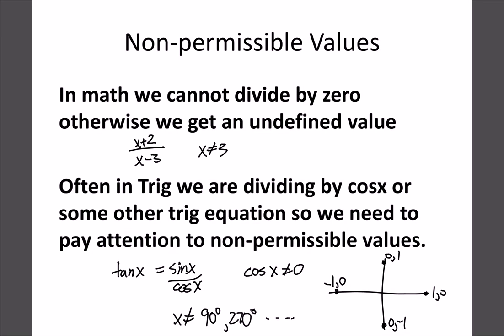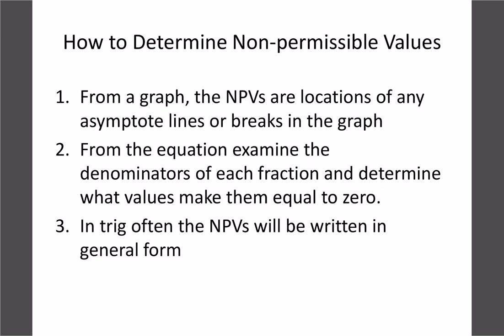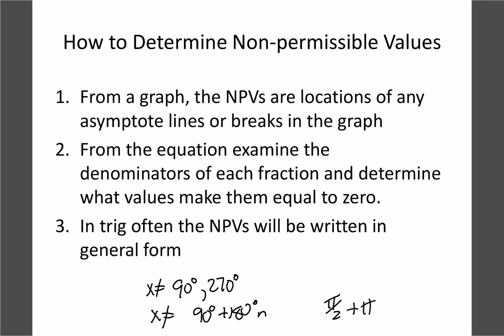It works the same way, but usually we're dealing with a sine or cosine or something a little bit different instead of just a regular value. From a graph, we would look for any asymptote lines or breaks in the graph where it doesn't exist, but quite often we'll use just the equation and some algebra to figure out where the denominator would equal 0. Because trig graphs repeat often, and for tan x we said we can't have 90 or 270 and so on, we will often write them in general form. We'd say things like 90 plus 180n, or in radians pi by 2 plus pi n, would be our non-permissible values.